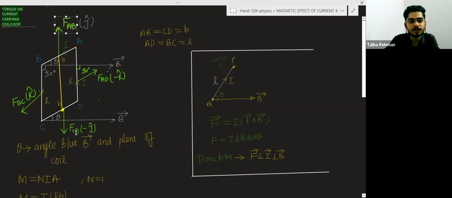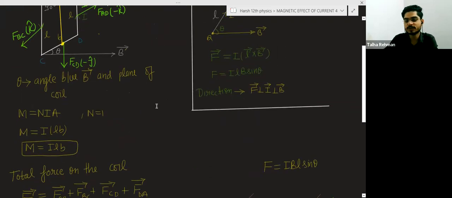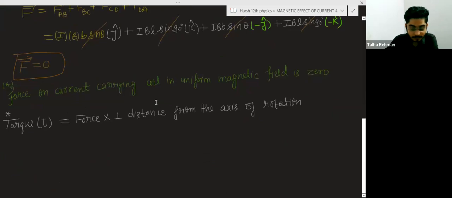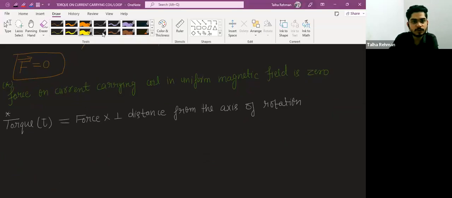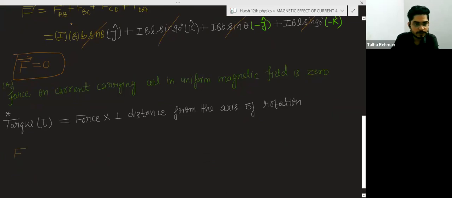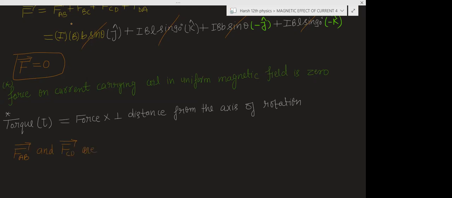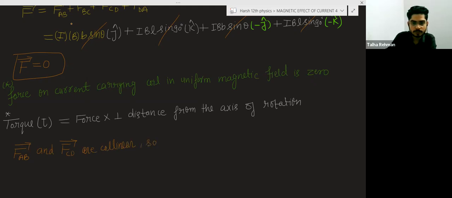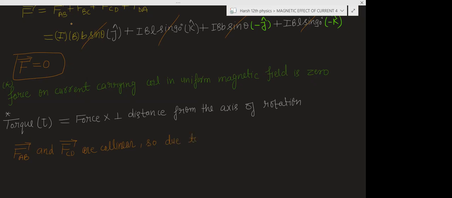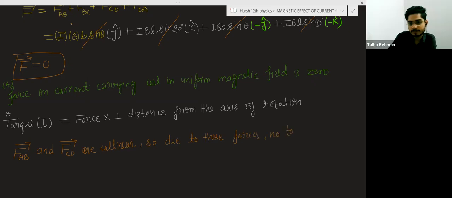So due to this FAB and due to this FCD, no torque will be generated, because FAB and FCD are collinear forces. So we can say that the force AB and the force CD are collinear forces, and due to these forces, no torque will be generated.